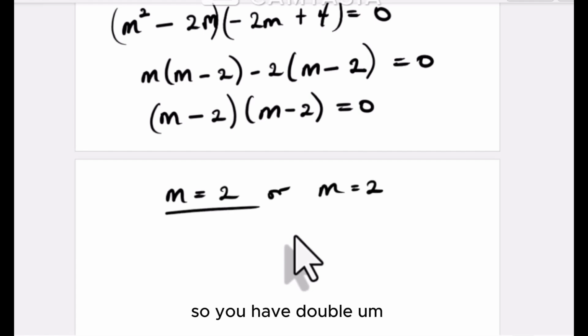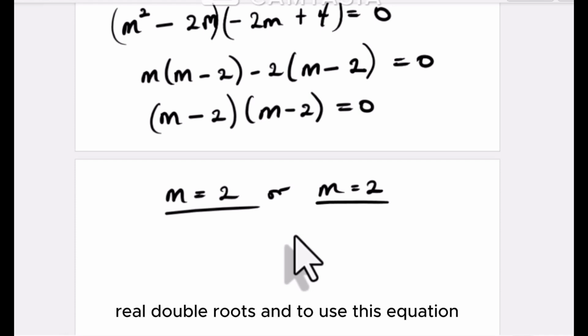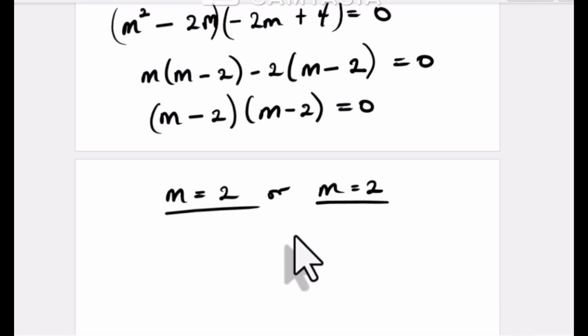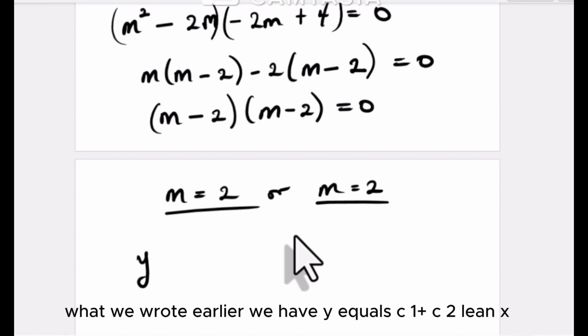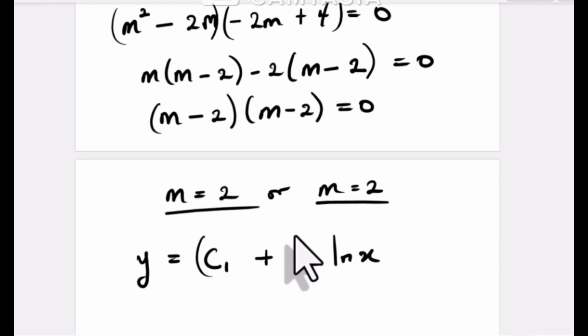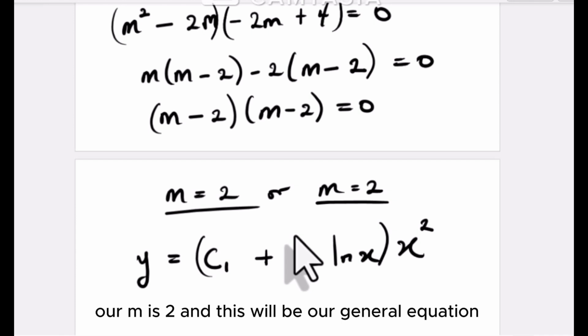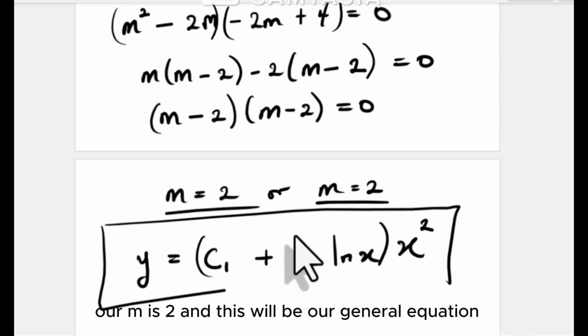So you have real double roots. And to use this equation, if you recall what we wrote earlier, we have y equals c1 plus c2 ln x, then x raised to power m. Our m is 2, and this will be our general equation.